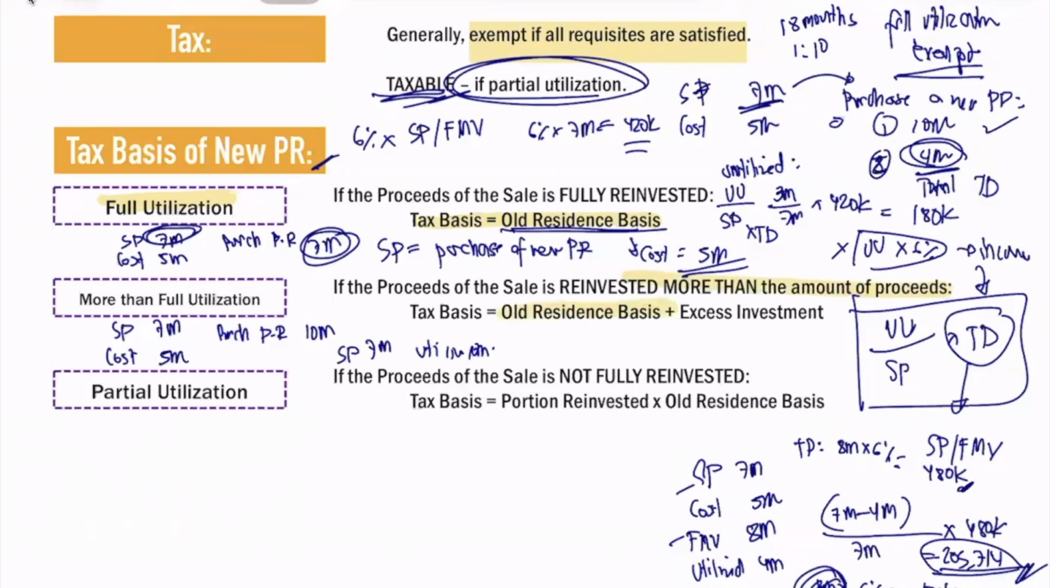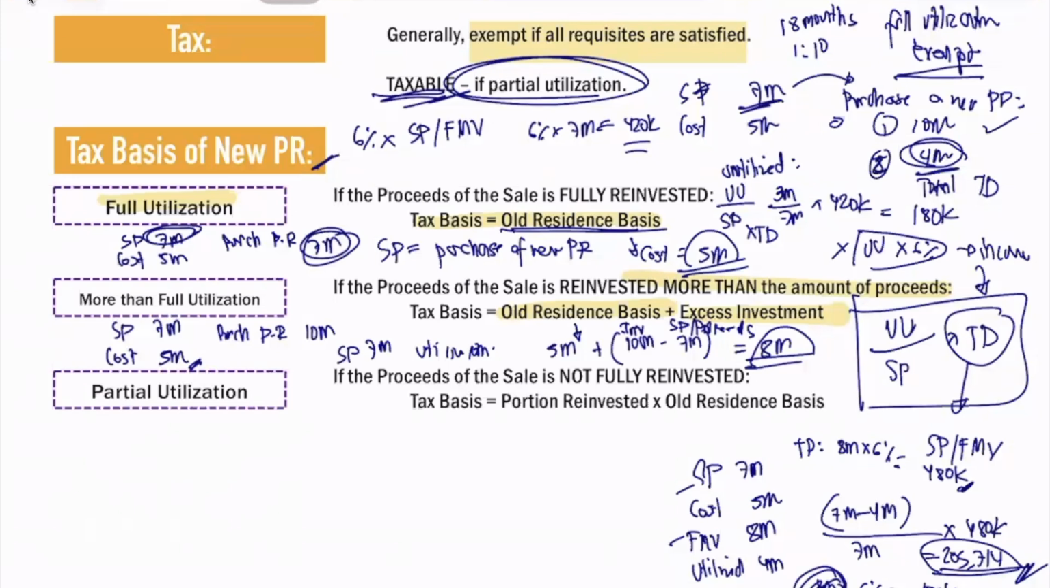So reinvested more than the amount of proceeds. That is old residence plus excess investment. Our old residence basis, we said, is the cost of 5 million plus our excess investment. We invested 10 million, but we should only utilize 7 million. So this is the actual investment. This is only the selling price or the proceeds. So therefore, the new basis now is 8 million.